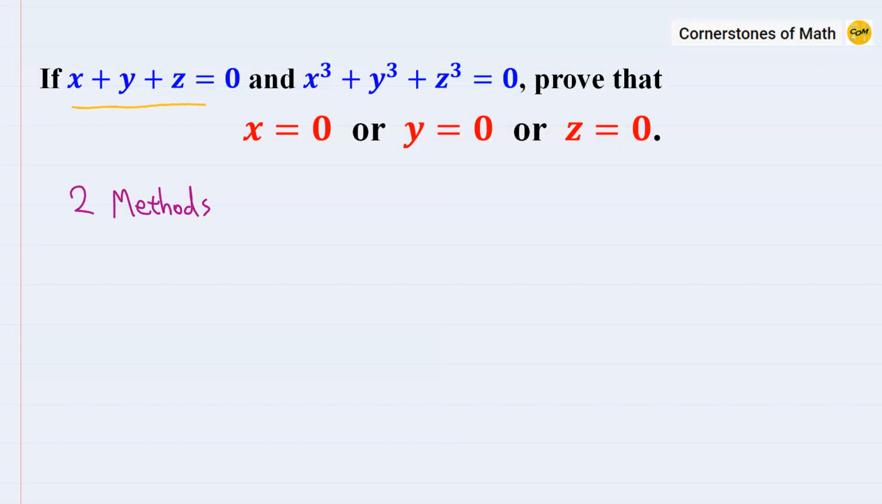If x plus y plus z equals 0 and x cubed plus y cubed plus z cubed equals 0, prove that x equals 0 or y equals 0 or z equals 0. Here I will show you two methods.